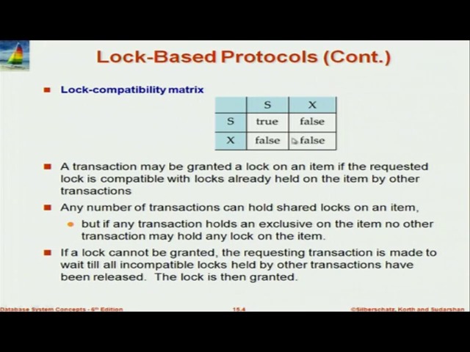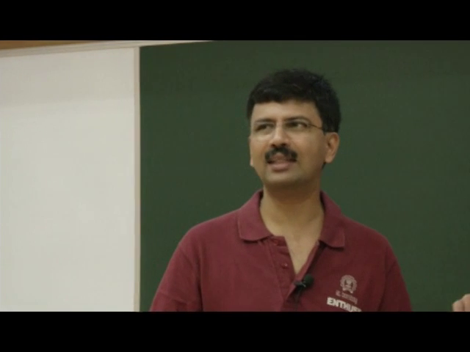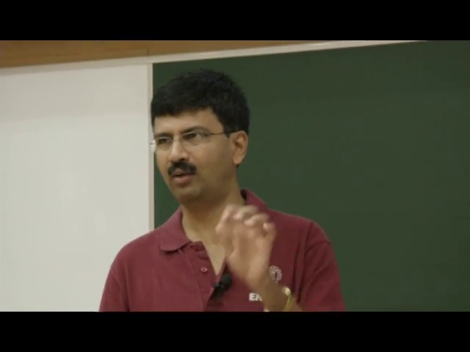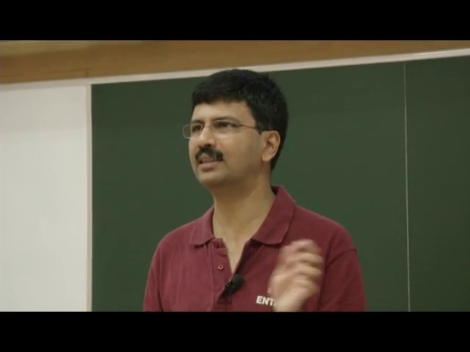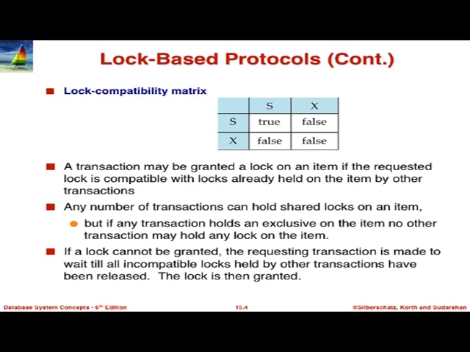Now this matrix is symmetric. The order is irrelevant, meaning we don't care whether the X lock came first or the S lock came first. All we are saying is they cannot coexist. Maybe the S lock request came first, it was granted, then the X lock request has to wait. Or maybe the X lock request came first, it was granted, then the S lock has to wait. So the ordering is irrelevant. All it says is they cannot both be granted at the same time on the same object. So basically, if somebody else has a lock, you wait.